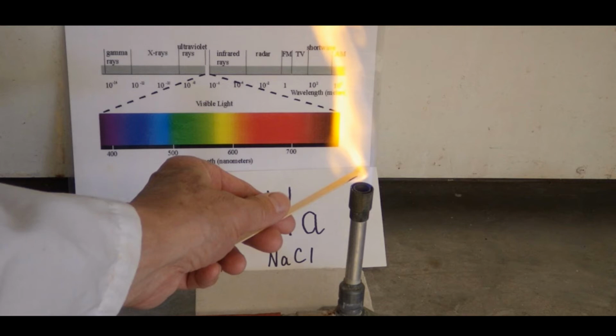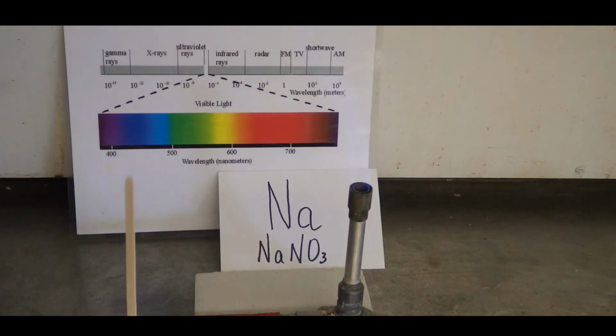The downside is that if you're not careful, sometimes the wooden splint will start to burn, and that gives this characteristic color of burning wood, which can interfere with the color you're trying to observe from the metal. So you'll do your best to try and remove that from your decision, and then estimate the wavelength by comparing the flame color to what you see on the chart behind. Let's try the next one.